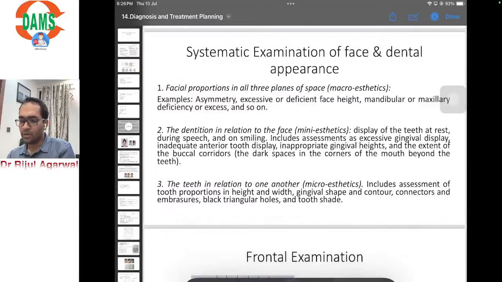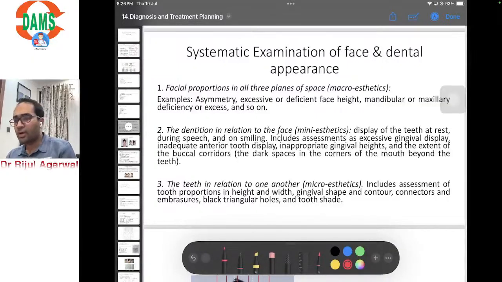Okay, again very important, because questions like "which of the following is or is not a part of" करके questions you get in your exam. So macro, basically macro means you look at the patient as a whole from quite some distance. So what are the points in it? Asymmetry, excessive or deficient facial height, mandibular or maxillary deficiency or excess, and so on.